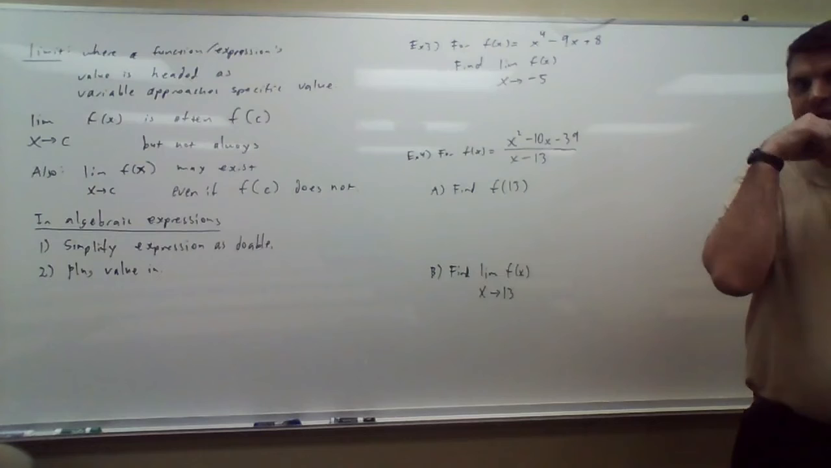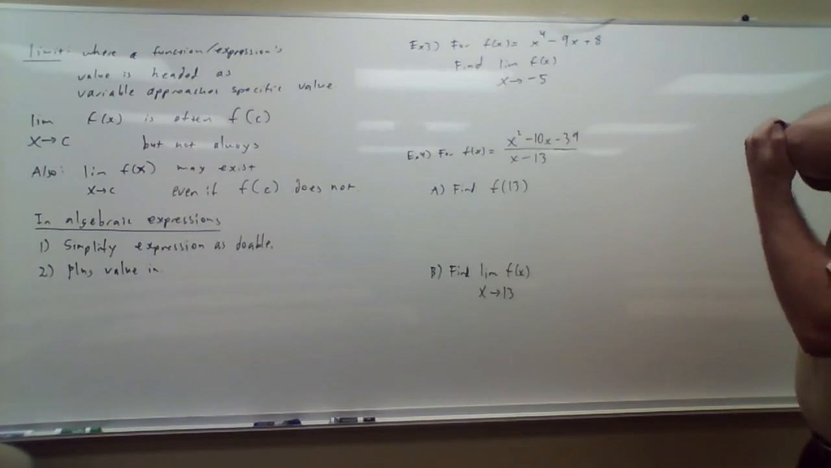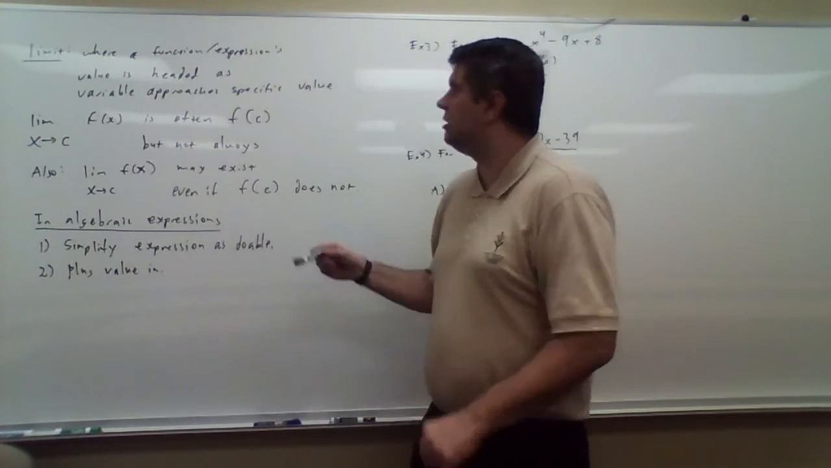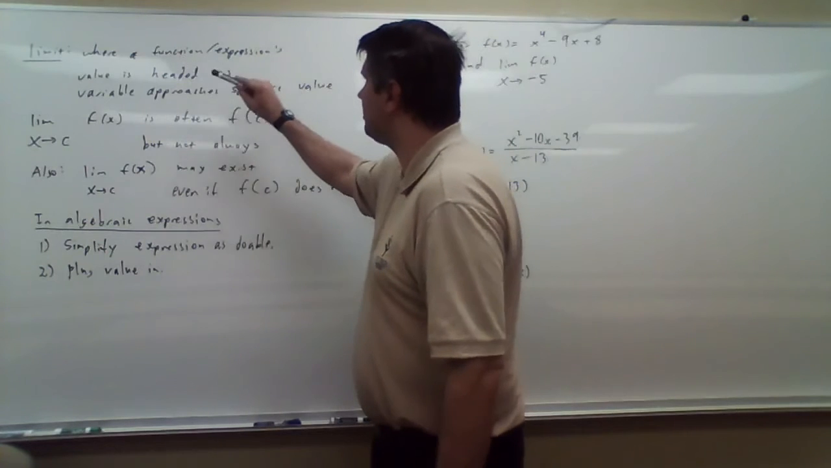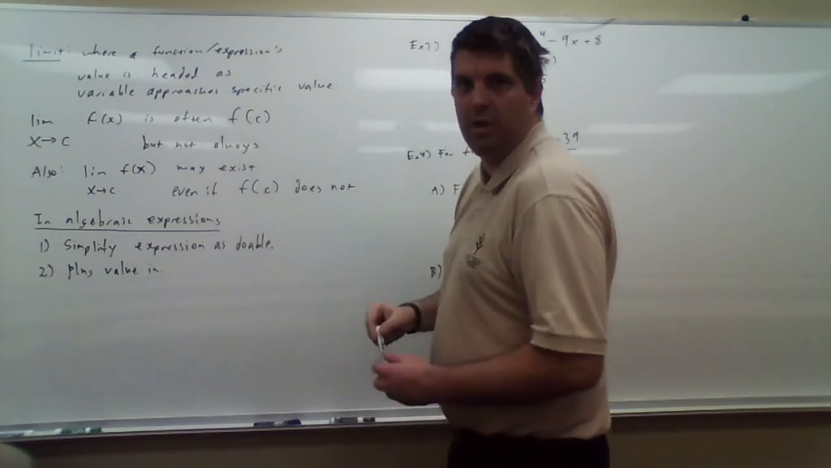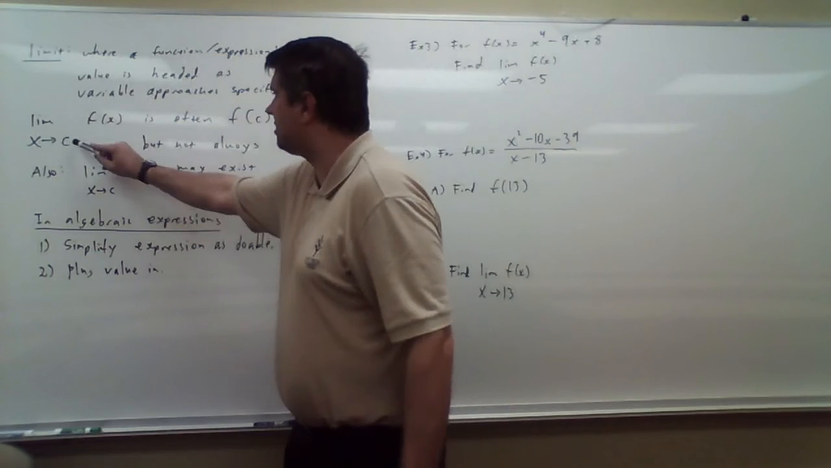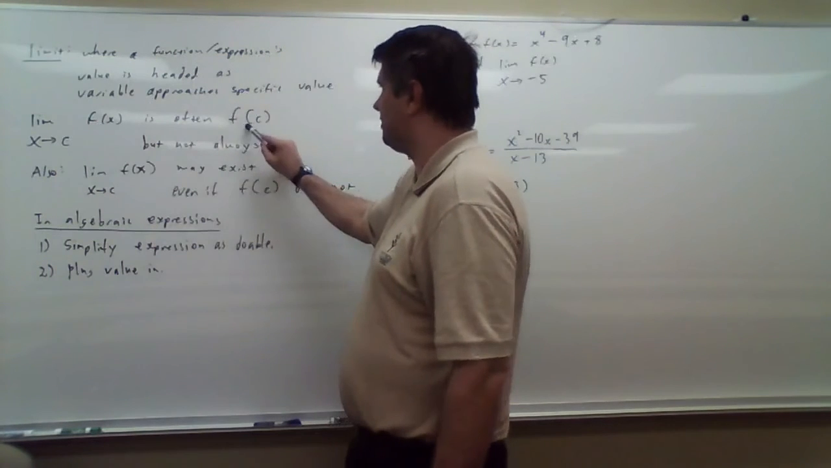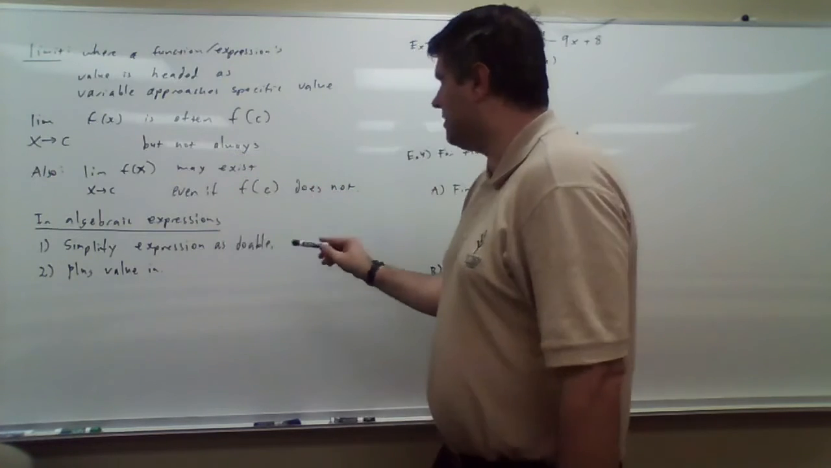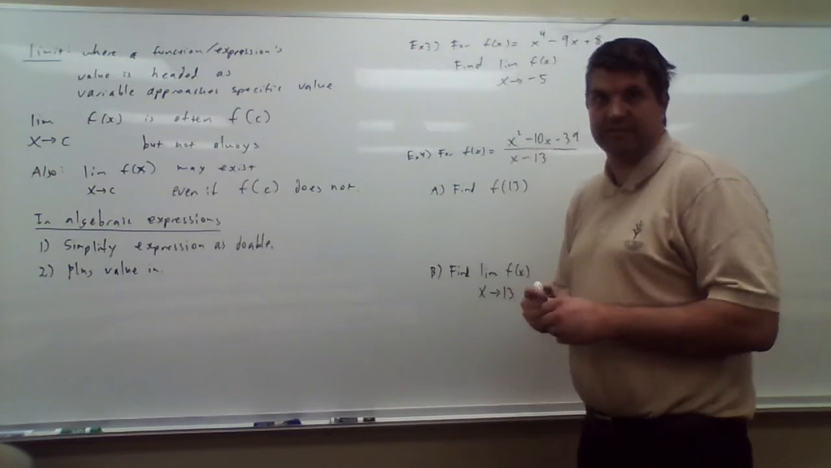Okay, I have switched classrooms. We're going to stop doing graphing problems and we're going to start doing algebraic expressions. Some reminders. The limit is where a function or expression's value is headed as the variable approaches a specific value. The limit as x approaches c of f of x is often f of c, but not always. We saw that in a previous example. And the limit may exist even where the function value does not. We saw that in the previous example as well.